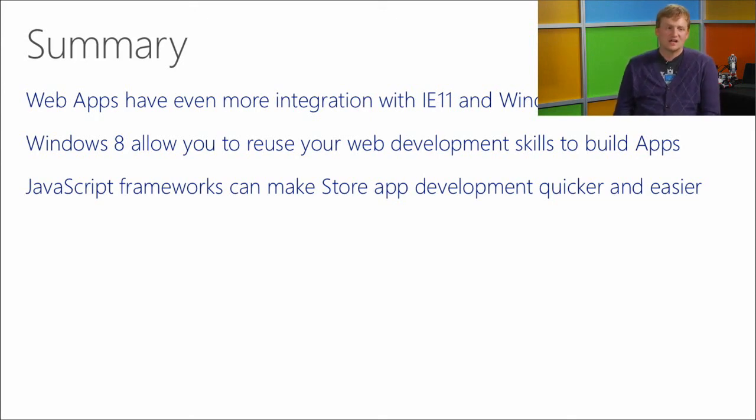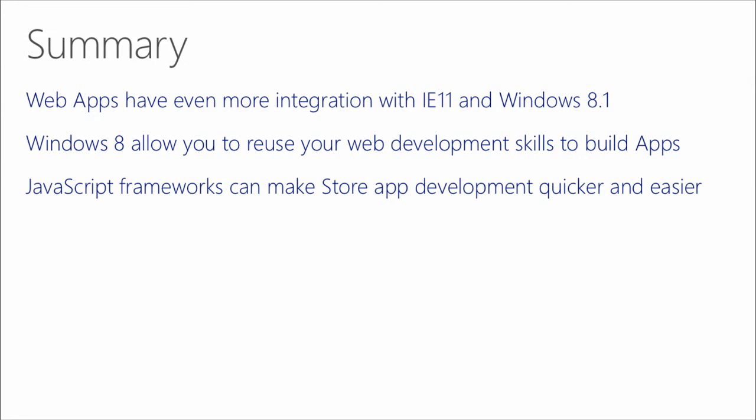So just to summarize, web apps have more integration in IE 11. So we have not only new features, but also things like charm integrations and the live tiles and being able to do different size tiles as well. Windows 8 allows you to reuse your skills that you already have, as well as the libraries or the code that you've already invested in. And JavaScript can make your store apps development quicker. You can reuse code that you've written. You're using a language that you're already familiar with. So instead of learning a new language, bring that language with you to write your Windows Store apps.